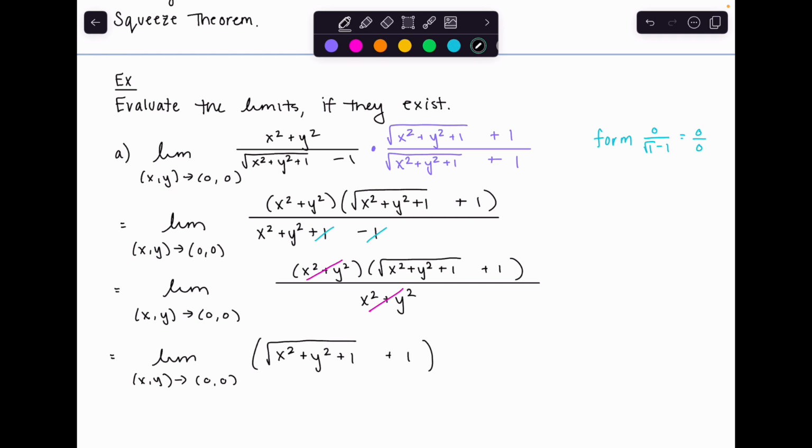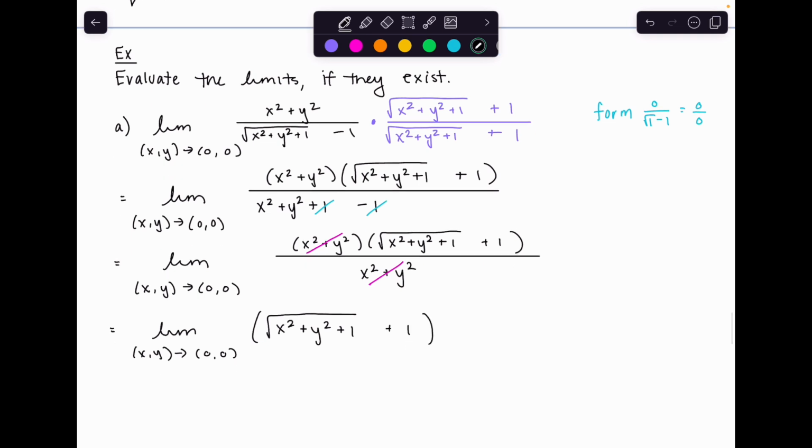Okay. And now here you have 0 issues. You've got nothing in the denominator. You can directly plug in 0 for x, 0 for y, and simplify it from here. So we've canceled out the issue. So this becomes the square root of 0 squared plus 0 squared plus 1 plus 1. Well, that's root 1 plus 1, so this limit is equal to 2. Okay. And so this limit exists. It's exactly equal to 2.